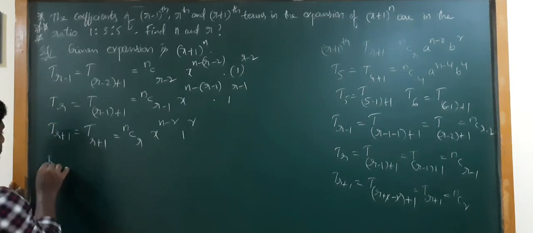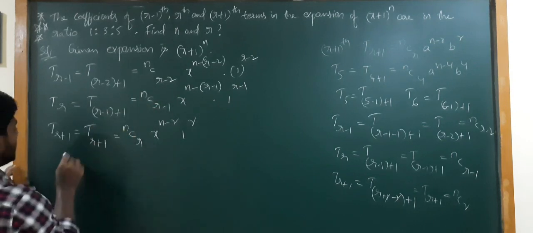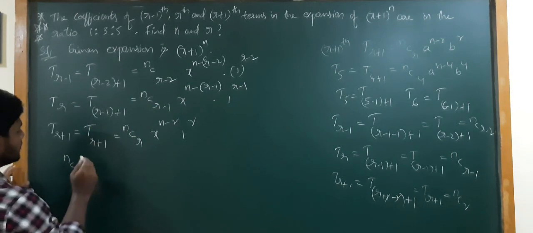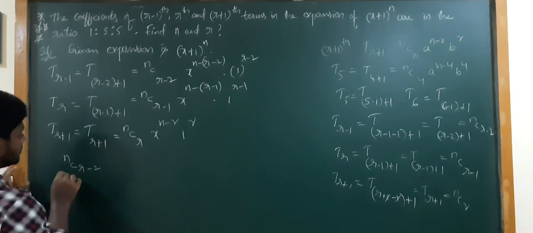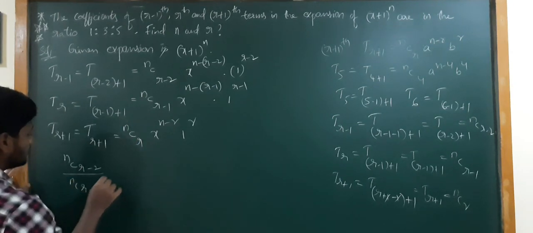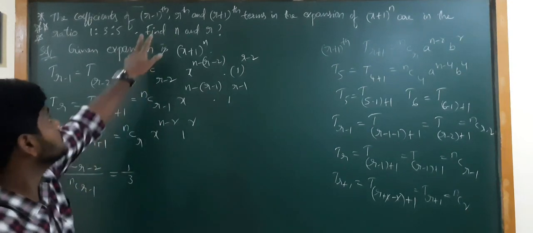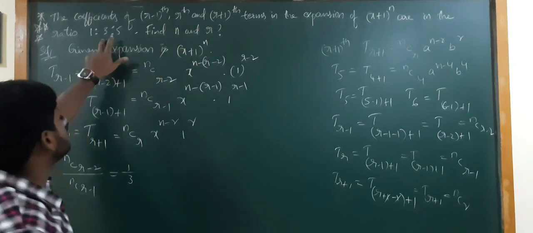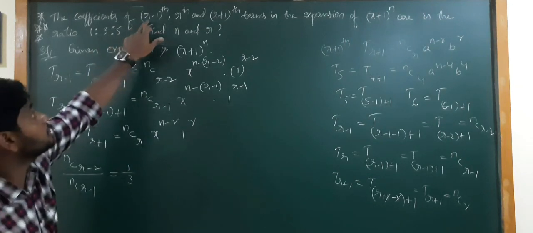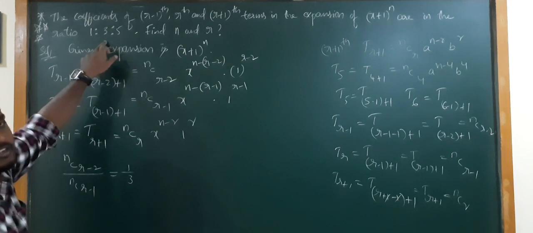So, from this we will do nC(r−2) by the second one nC(r−1), which is equal to 1 by 3, I will write. Why? Because these three are in the ratio 1:3:5. So the (r−1)th term by the rth term is equal to 1 by 3, I will do.